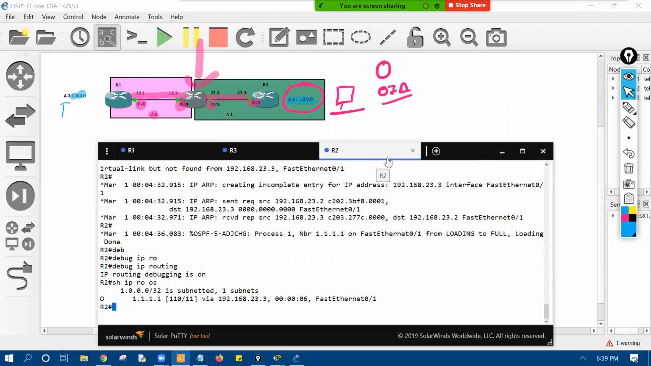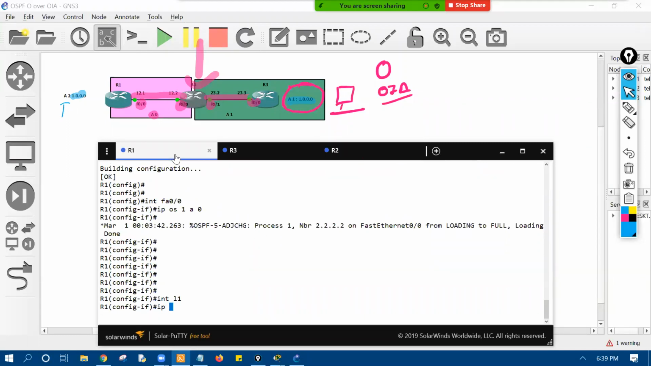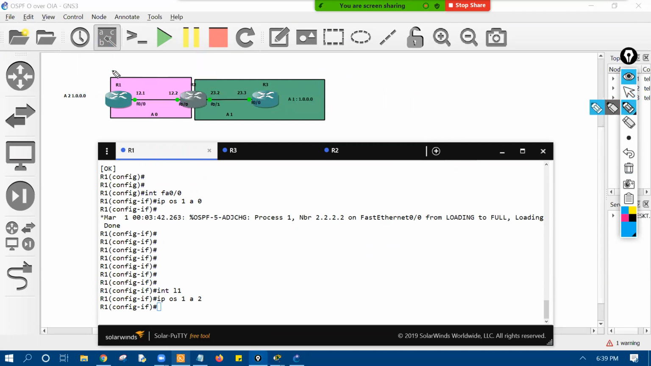So go to the R1 router and advertise this loopback, interface loopback number 1, IP OSPF 1 area number 2. Now tell me one thing, which route will R1 advertise? O or OI? Sir, OI. Perfect. So R1 will advertise this as OI. Right now, what happened in this condition, try to understand. R1 is sending the route to R2 as an OI route, and R3 is sending the O route.